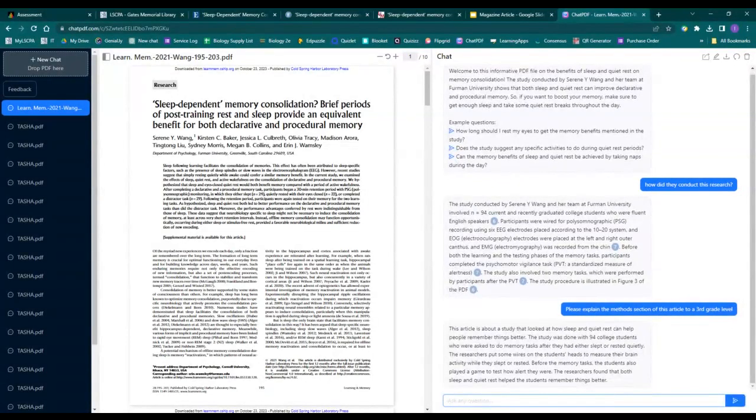So I asked it to explain the methods section at a 3rd grade level. I just chose that randomly. And it says the article is talking about how sleep and quiet rest can help people remember things better. So this is another way that you can use Chat PDF to help you understand your article.